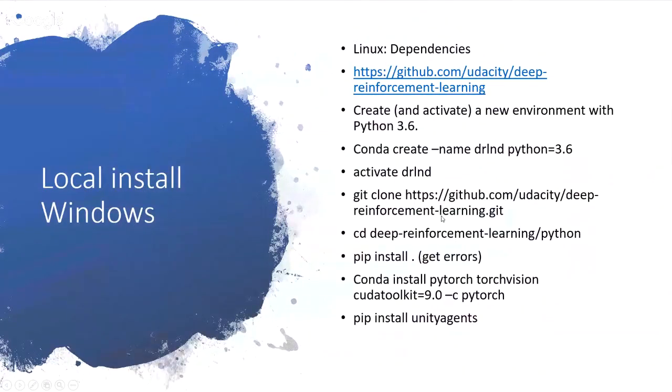So for a local install on Windows, basically you want to go to the deep reinforcement learning repo that I just went to. You want to create and activate a new environment, so that's using conda create. You want to activate that environment. You want to git clone the actual deep reinforcement learning GitHub, cd into it, and do a pip install. Now in Windows, I got errors doing this, so I then had to run a conda install and then do a pip install for Unity agents for Windows. Now Linux, I had no troubles at all, but I will go through this.